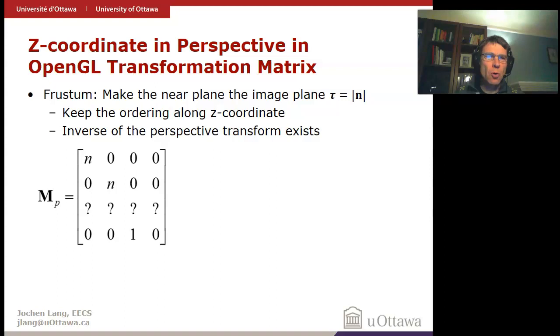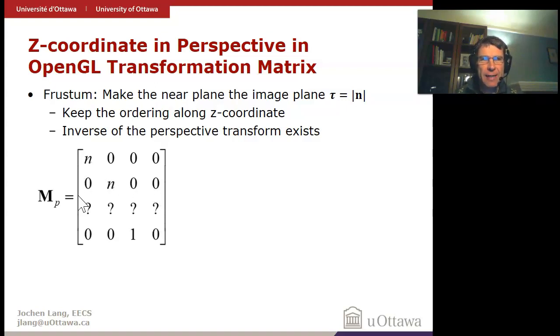We just need to know what we make this Z coordinate to be after the perspective projection. The choice in OpenGL is that the focal length corresponds to the distance to the near plane. So when you set the near plane in glFrustum, that near plane is also setting the focal length. Here I'm putting in the near plane instead of tau, which is our focal length.